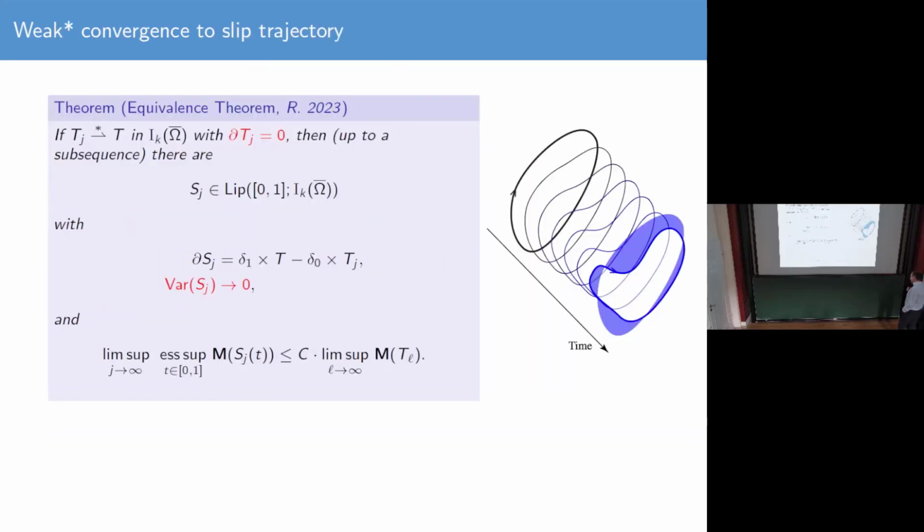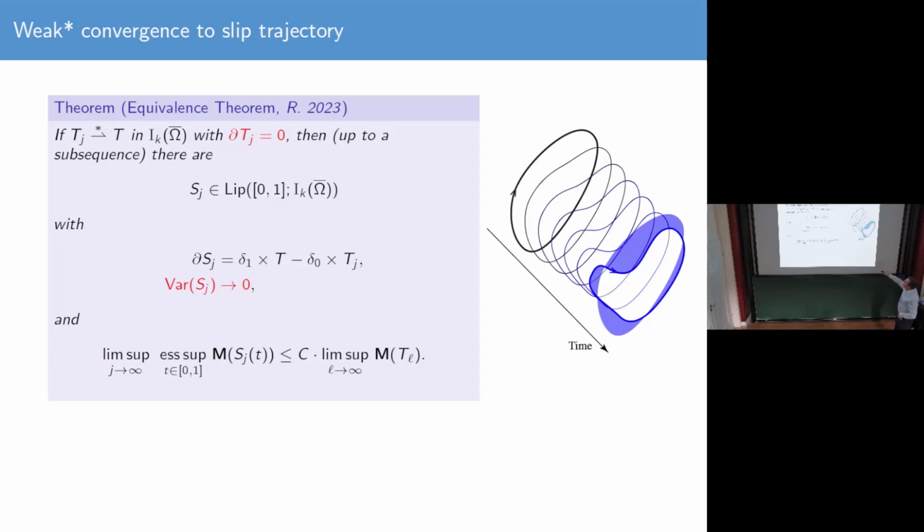Okay, and now I come to a slightly less trivial theorem, but it's extremely important for what I'm doing. I call this the equivalence theorem, and it's just appeared actually. The idea is the following. I have a bunch of these Lipschitz trajectories, the space-time trajectories with some Lipschitz in time condition, and they have the following property. The boundary of this Sj is delta 1 cross t minus delta naught cross tj. So this here you can think of as tj.